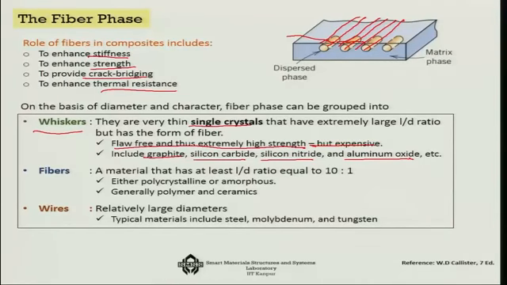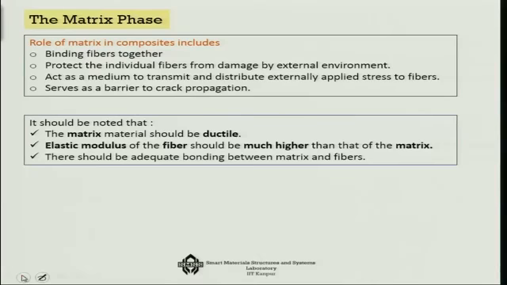And then you get fibers which have an L/D ratio equal to about 10:1, and they are either polycrystalline or amorphous. Generally they are polymer and sometimes they are ceramics. Then there are relatively larger diameter ones which are wires, typically steel, molybdenum and tungsten. Tungsten particularly is used with boron as a coating layer, and that was used in the space shuttles.